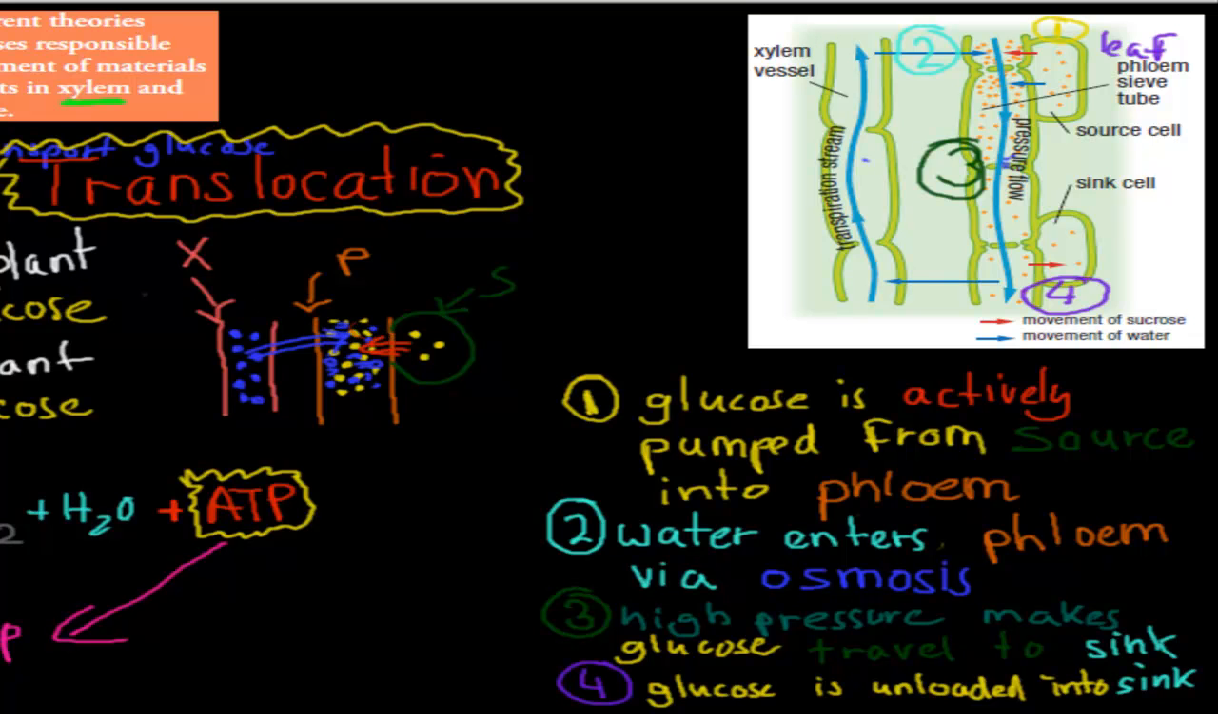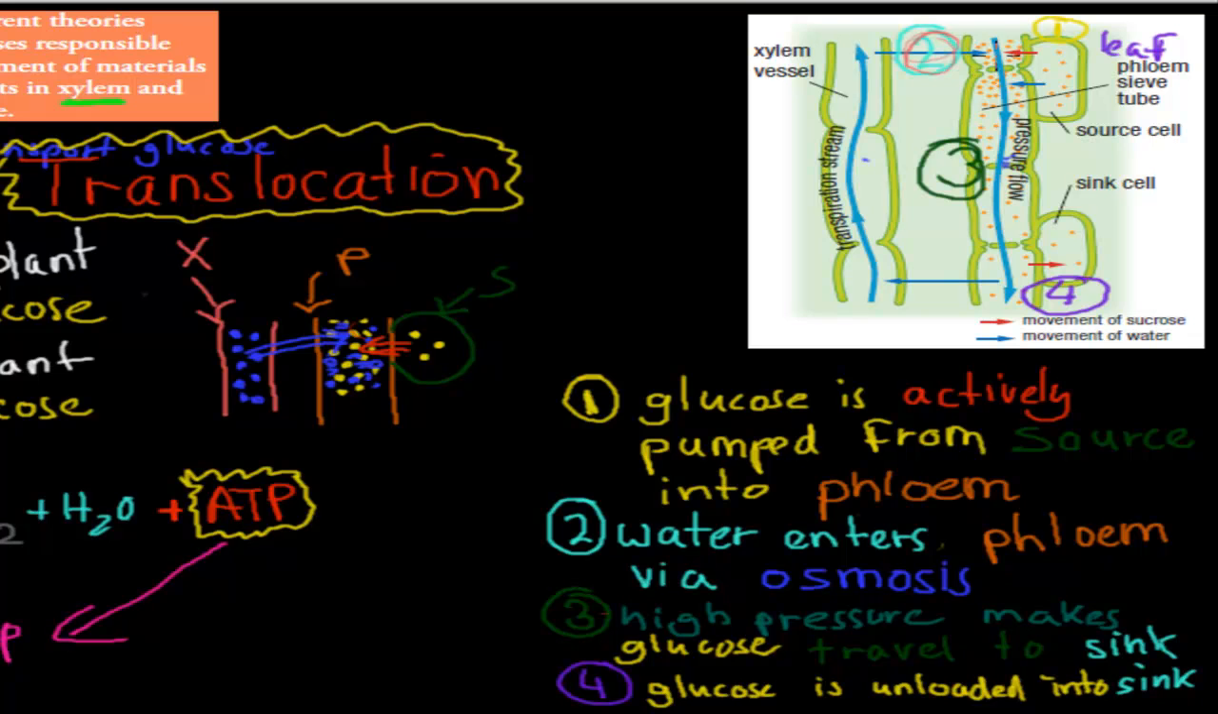So you're going to have a huge pressure buildup, right? So the second point was what's happening here. Water enters phloem via osmosis. But the third point, that high pressure buildup, because now there's so much in that phloem tube, that high pressure buildup makes glucose travel to sink. It's always going to travel from high pressure to low pressure.